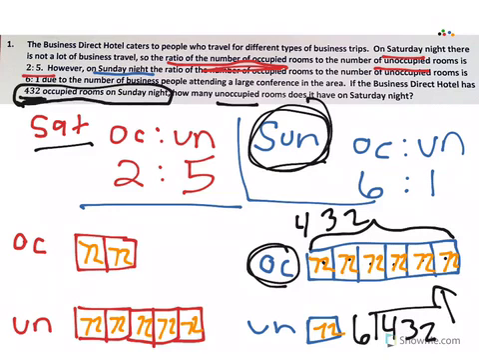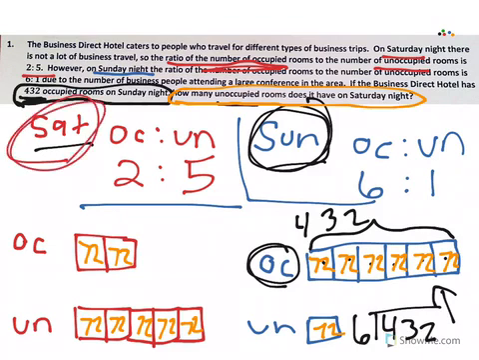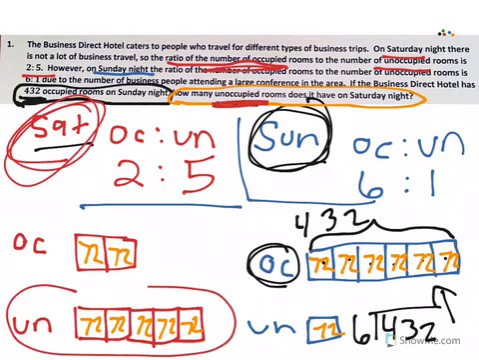Now we just need to say, what are they asking us? And here's what they're asking us. How many unoccupied rooms does it have on Saturday night? So I'm looking at Saturday night. I'm looking at unoccupied. That's going to be my answer right there. I need to take 72 times 1, 2, 3, 4, 5. And this should give us our total.